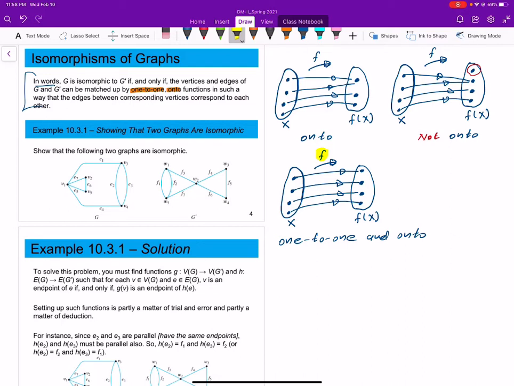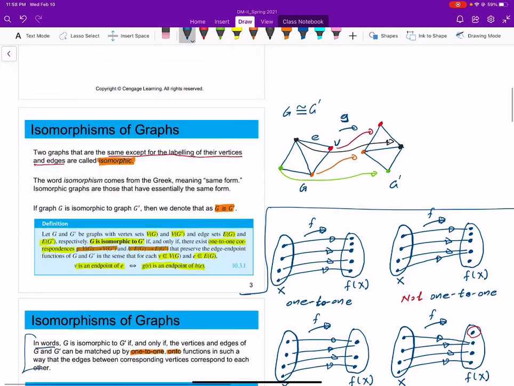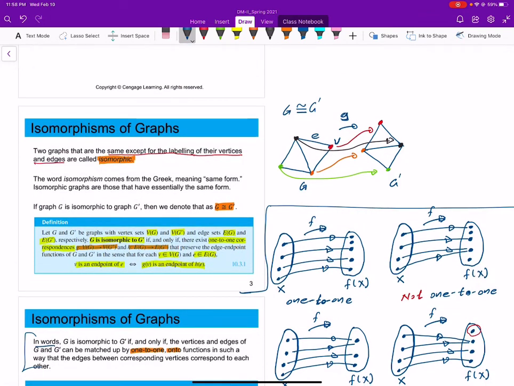That means, let's say this vertex, and just introduce another vertex.